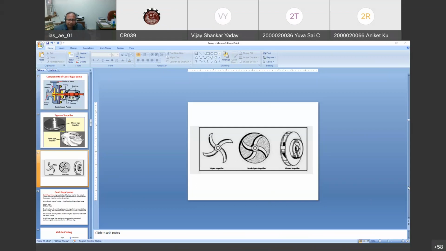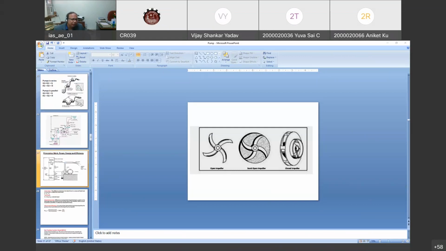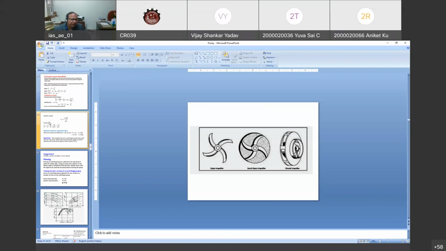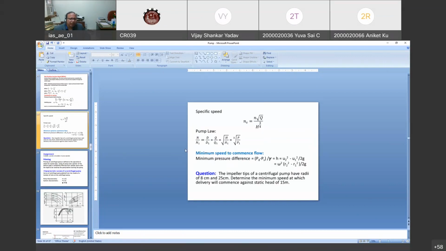What happens if the impeller size or diameter is reduced? I told you that the affinity law, the pump law, is there. You can utilize this: if D increases, Q will increase. If D increases, H will increase, and so will the power P. So this is the relationship you can utilize, and with the help of this, you can say what the scenario will be.